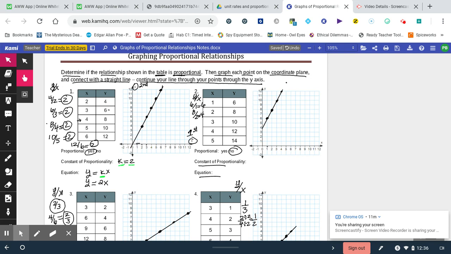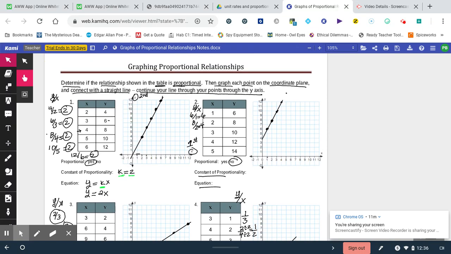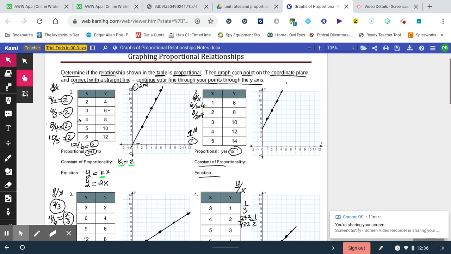Okay, so look at it. Just look at the graph now, okay? So we're only looking at this part right in here. All right, so if you look at this graph, what do you notice about the line? Well, the line is a straight line, okay? But it also touches, this is called the origin. It touches 0, 0.